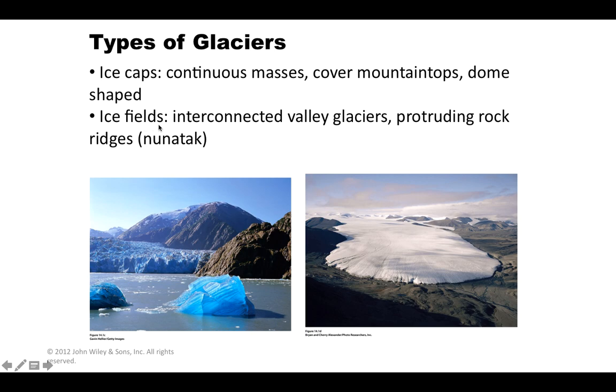An ice field is when you have interconnected valley glaciers. So some glaciers accumulate in valleys, and I mean, they create valleys. If you imagine a U-shaped valley that is created from a glacier, and you have a whole bunch of glaciers filling these U-shaped valleys, all interconnected, kind of spinning through a mountain chain or something like that, that's what we call an ice field.